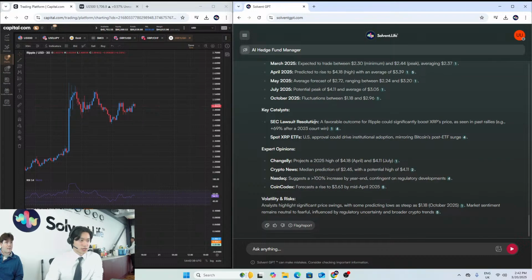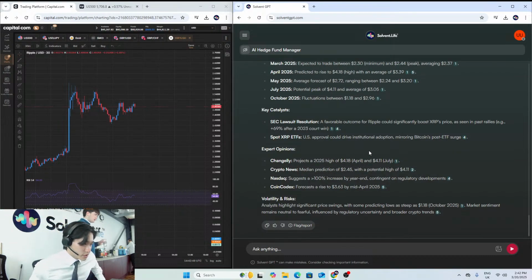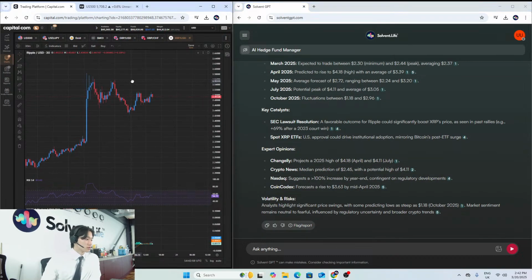So yeah, it's mentioning the lawsuit resolution, and crypto news medium prediction of $2.45, with a potential high of $4.11. But we like potential. We do like potential.